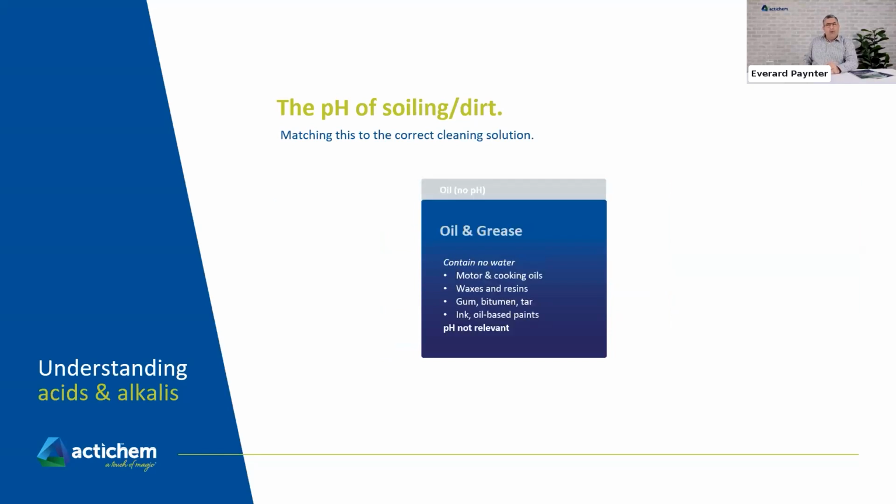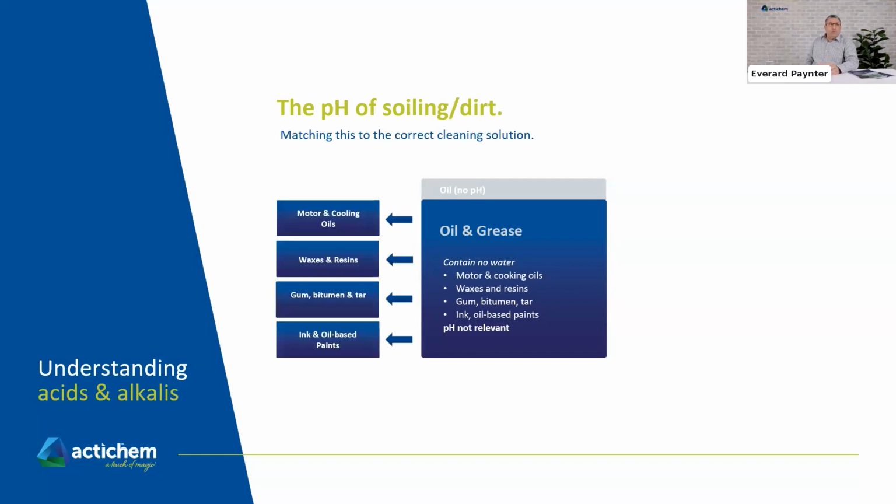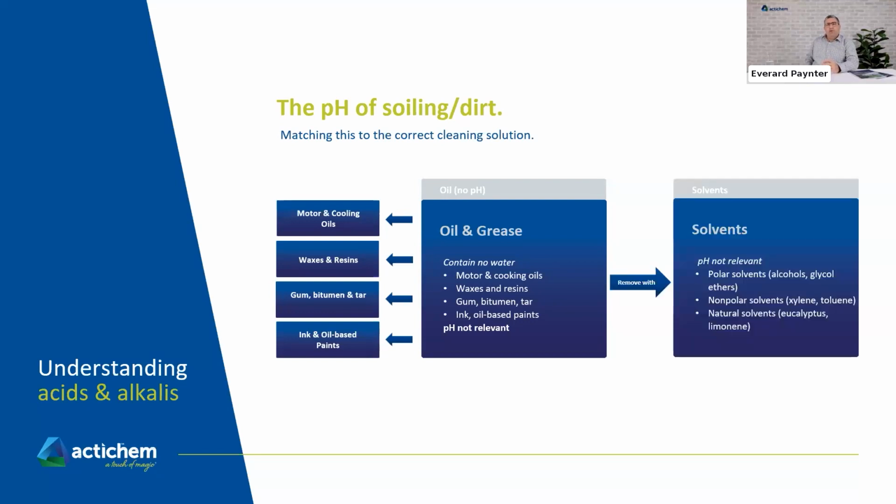inquiring about. The third one we have is where pH is not relevant, and this is oils and greases. It contains no water, and we remember from the earlier slide, if it contains no water, it's got no pH. So underneath this section, we've got our motor oils, waxes and resins, gum, bitumen, tar, inks, oil-based paints. This is where pH is not relevant. These are all things which do not have a pH. And the way that we remove them is with solvents. So solvents, once again, pH is not relevant.